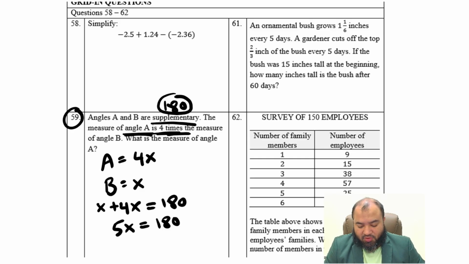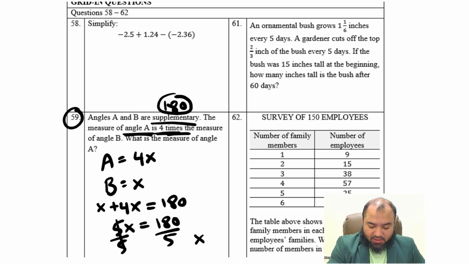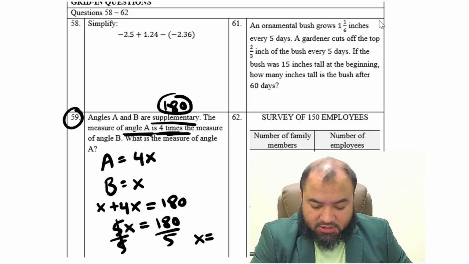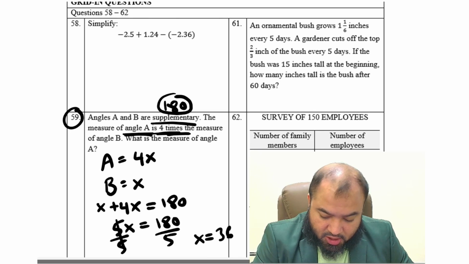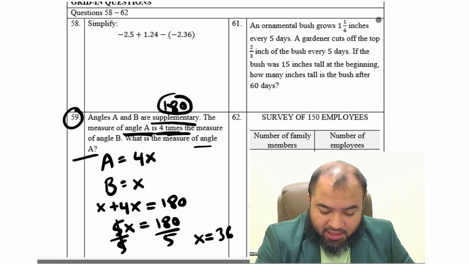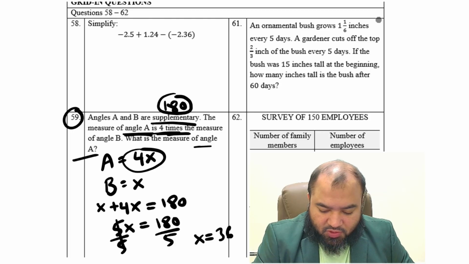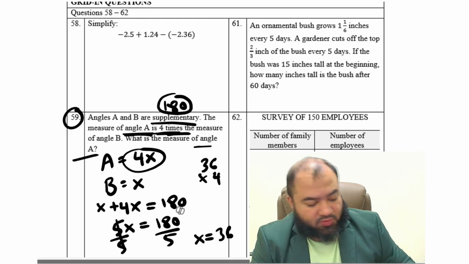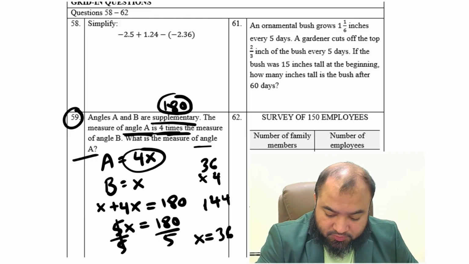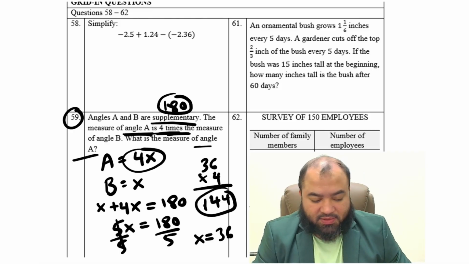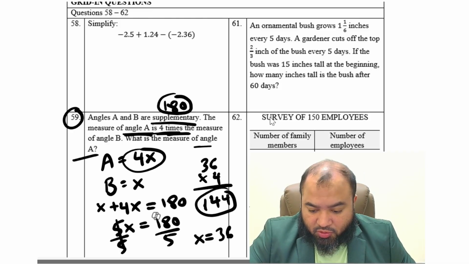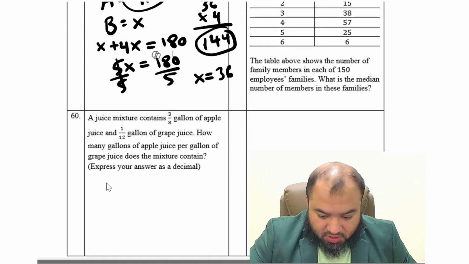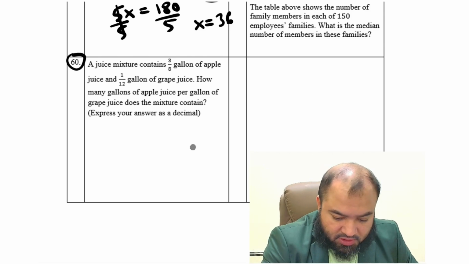You have seen these things before probably. So we divide both sides by 5. So you get x equal to 36, but they asked what is the measure of angle A, which is 4x. So x is 36, so 36 times 4 is 144. That is the answer. Now the next question students got wrong more on the platform is question number 60. Let's try that.